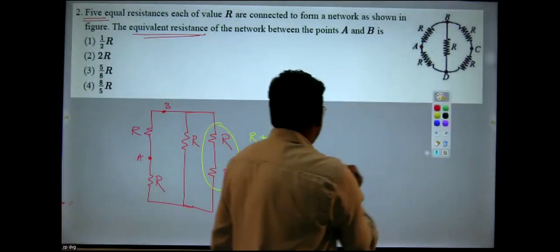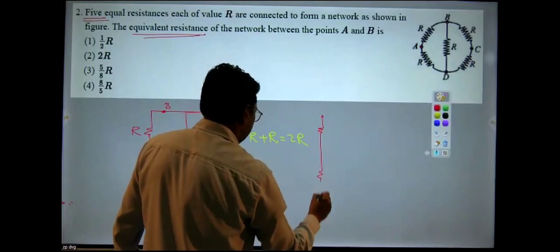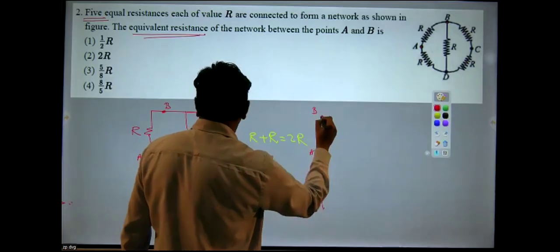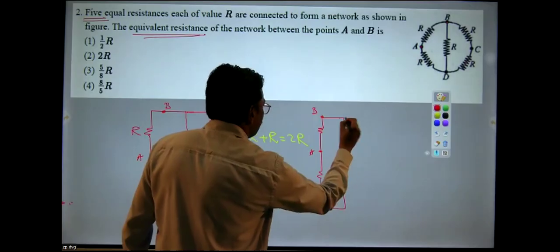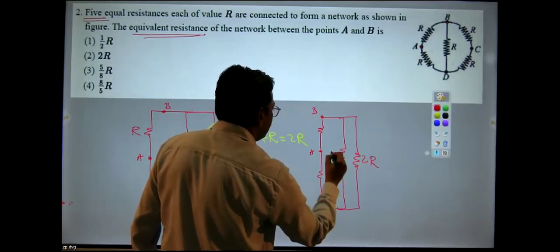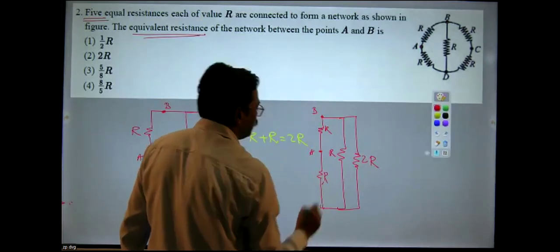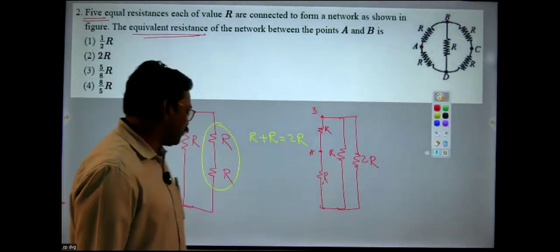Let me redraw the diagram. Look at the diagram. This is our point A and here is our point B. So this is our R resistance and here is our equivalent resistance which is 2R. Okay, 2R is there, R is there. So these 2 are also equal to R and R. Now see, these 2 are in parallel combination. What is the equivalent resistance of them?